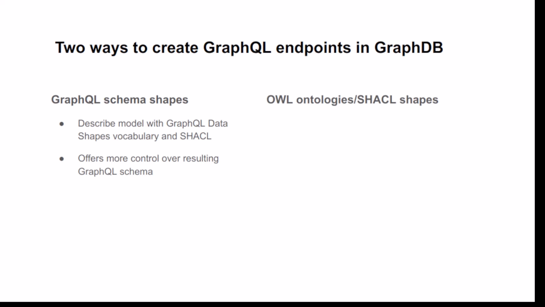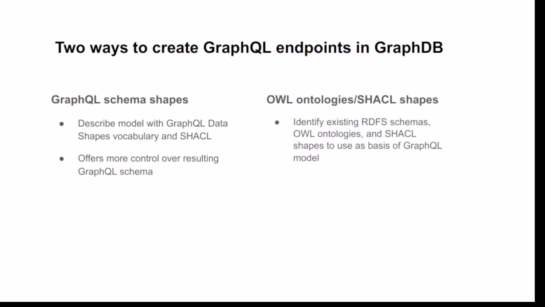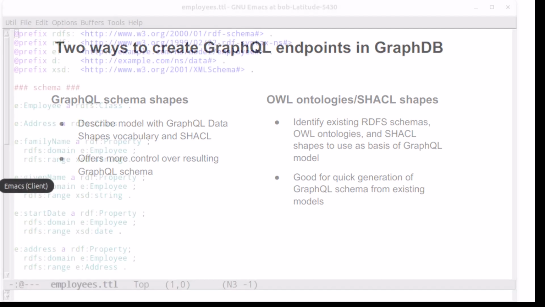With the OWL ontology's SHACL shapes approach, you identify existing RDFS schemas, OWL ontologies, and SHACL shapes to use as input for GraphDB's API generator. This method is best when you want to quickly generate a GraphQL schema from models that you already have. I'm going to use the first approach to create a GraphQL endpoint in a new repository.